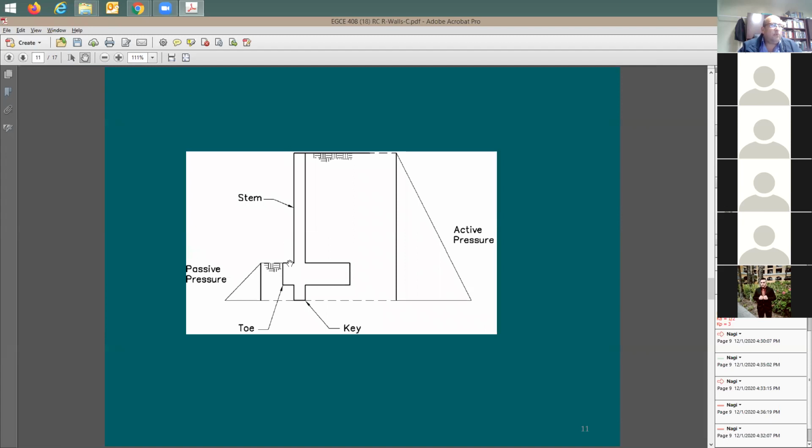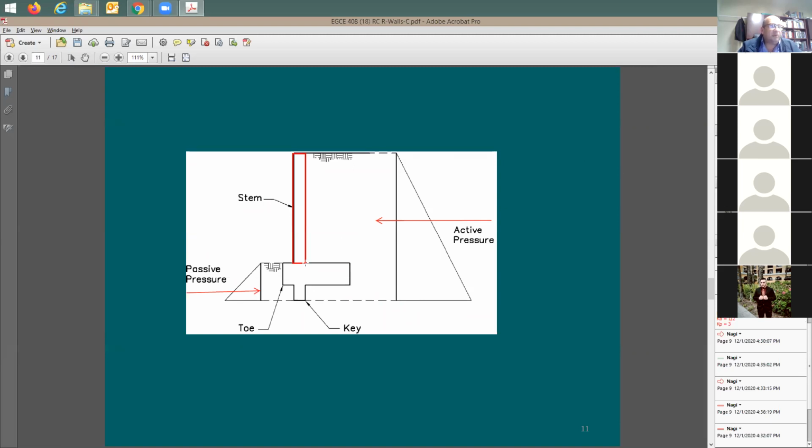Here is a standard wall. It has a stem, a footing, and this one here, what we call a key. The big force is going to come from this side. I'm going to call this the active force or active pressure. This is going to be the passive pressure as a resistance. In this course, I'm interested in designing this stem. This is going to be up to here.